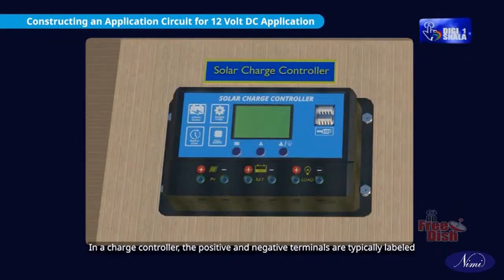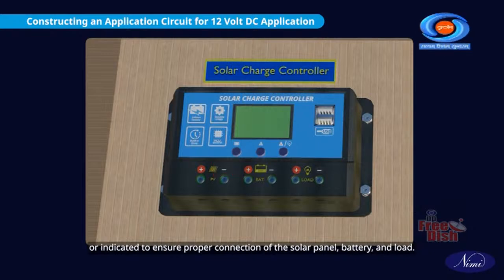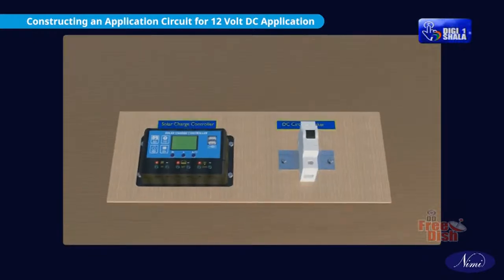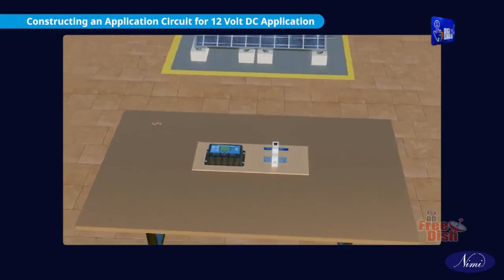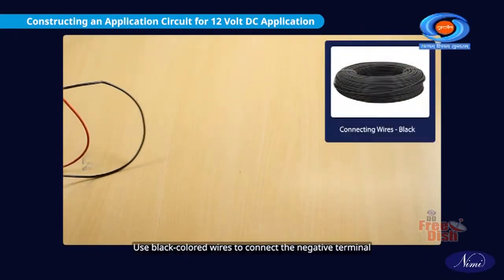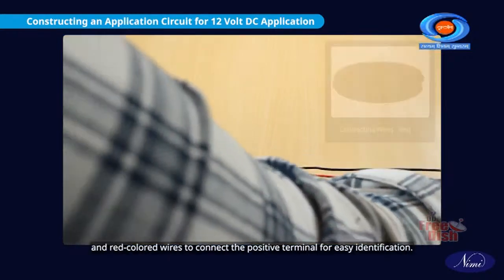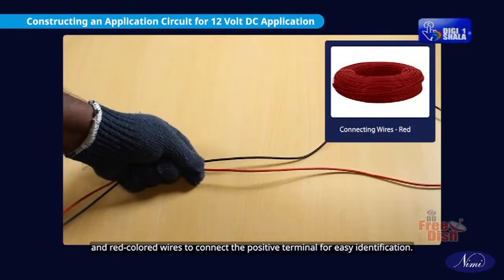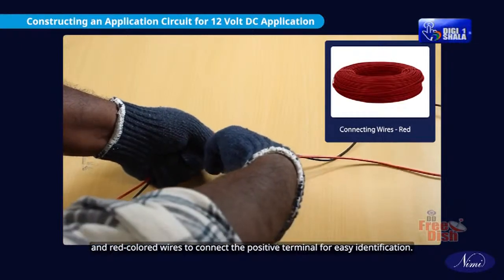In a charge controller, the positive and negative terminals are typically labeled or indicated to ensure proper connection of the solar panel, battery, and load. Use black colored wires to connect the negative terminal and red colored wires to connect the positive terminal for easy identification.